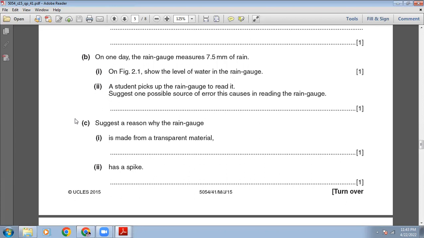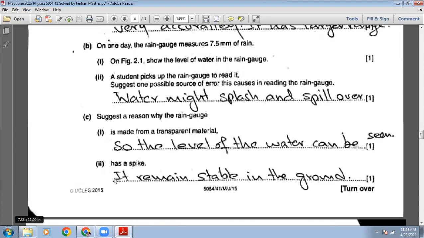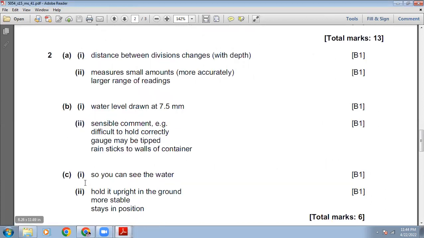The other one is when you are holding the rain gauge in your hand, there is a possibility that you might not be able to keep the rain gauge vertical. Maybe a little bit of tilt in the rain gauge, and then the reading will obviously change. So these can be some practical problems, and water might splash and spill over. That's my answer. So let's check. The water, okay, sensible comment, for example, difficult to hold correctly, gauge may be tipped, rain sticks to the walls of the container. So some of the rainwater is still on the walls of the container. Okay, so these can be some problems.